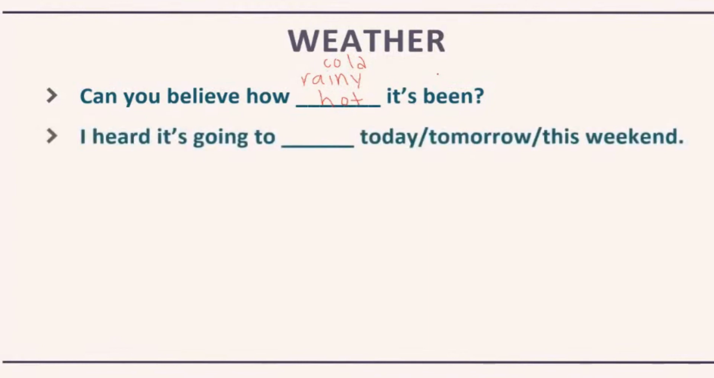All right, let's see our next one. So, here we can also talk about what the weather will be like in the future. I heard it's going to blank today. Or I heard it's going to blank tomorrow. Or I heard it's going to blank this weekend. So maybe it's winter and I heard it's going to snow today. Or I heard it's going to snow tomorrow or this weekend, right? Whatever your future time is that you heard about the weather. So I heard it's going to snow today. Oh, yeah, I think I heard that too. Maybe I'm going to go skiing this weekend, right?